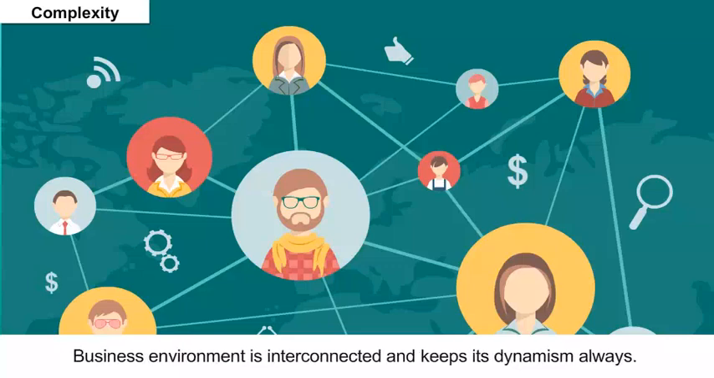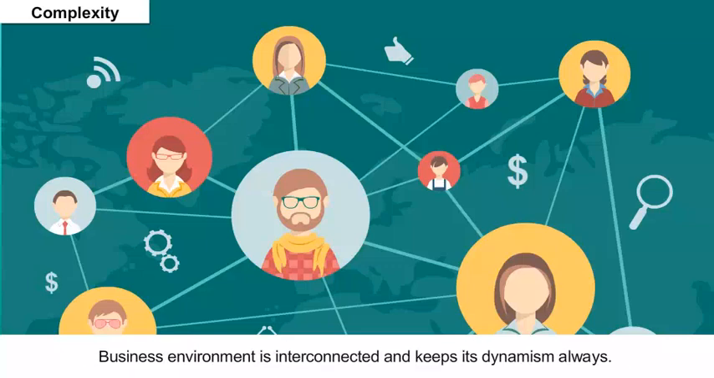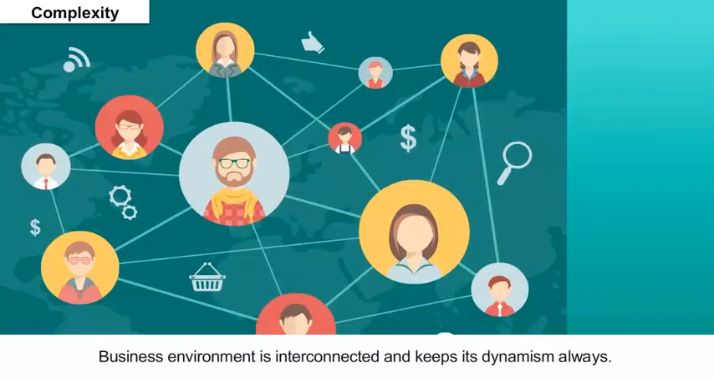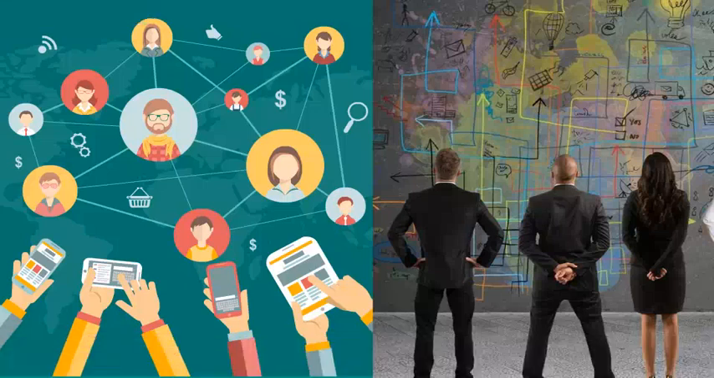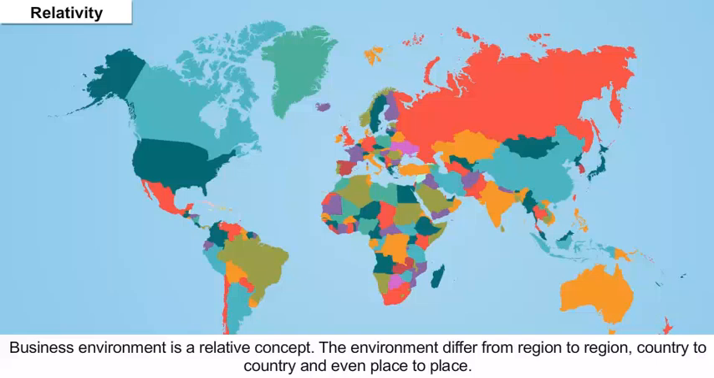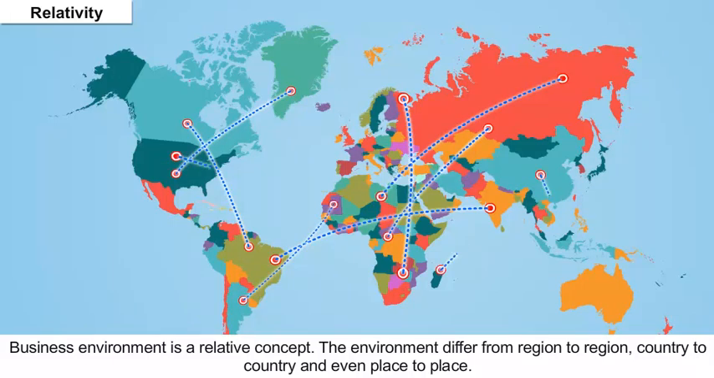Complexity. Business environment is interconnected and keeps its dynamism always. This dynamism can arise from different sources and conditions, which creates complexity in business environment. It is difficult to predict exactly the future and to deal with changing situations. Relativity. Business environment is a relative concept. The environment differs from region to region, country to country, and even place to place.